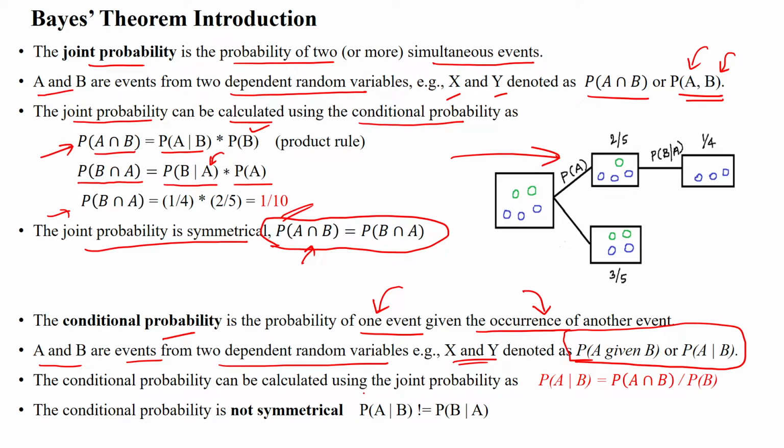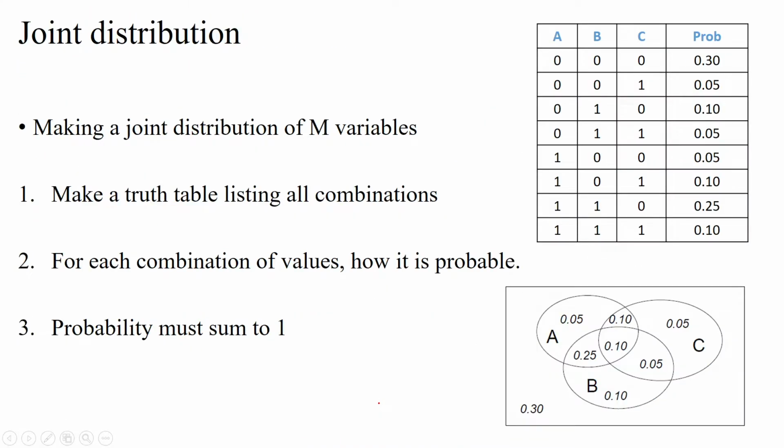So it can be calculated using the joint probability. Probability of A given B is defined as probability of A intersection B divided by probability of B. Here this is the joint probability, and this one is the conditional probability, but the conditional probability is not symmetrical. So both are different.